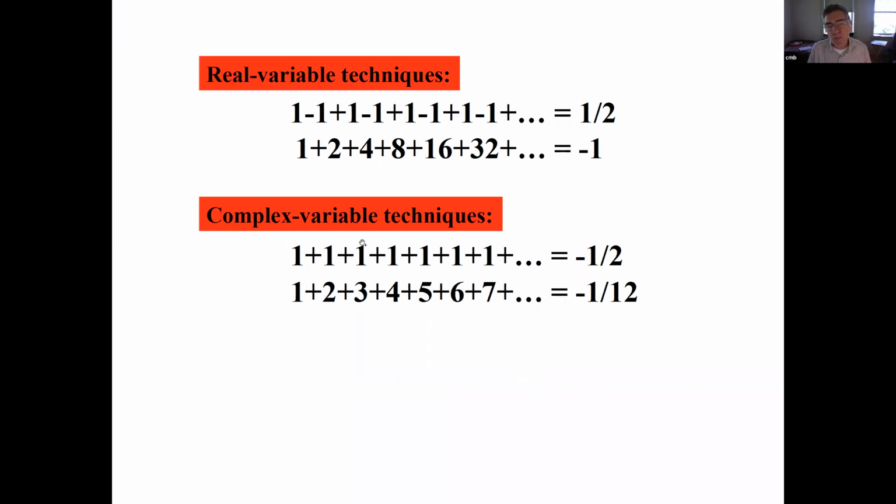But if you need to sum these 2 series, real variable techniques are not powerful enough, and you need to use complex variable techniques to obtain these results. And by the way, this is not just mathematical fun and games. These types of series arise when you do sums over modes, normal modes. And these are physically testable results. I mean, these can be verified in a laboratory.